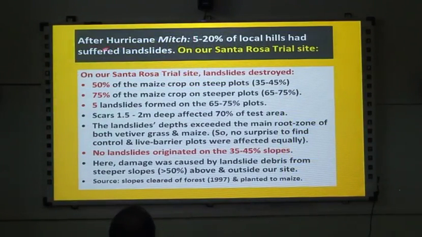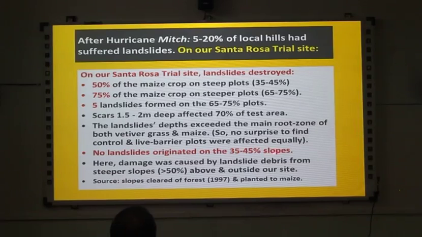The casualty figures: after May, 5 to 20% of the local hills were all under landslides. On our trial plot, we lost 50% of our maize crop on the steep slopes due to burial. 3/4 of the maize on the steeper slopes. We had 5 landslides on our test plots. They had scars up to 2 metres deep and affected 70% of the test areas.